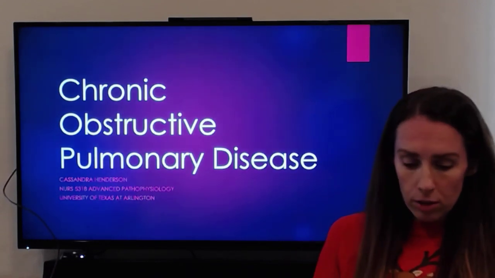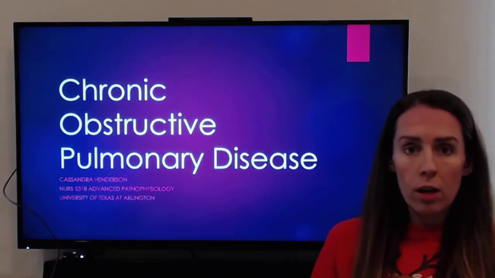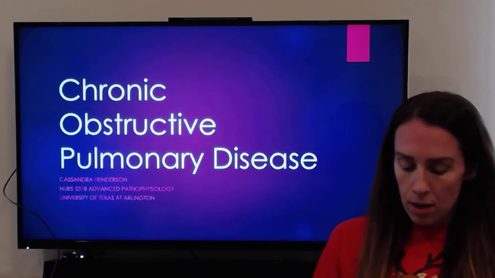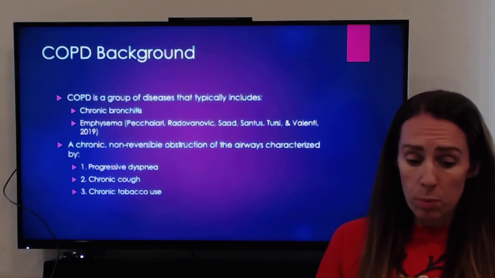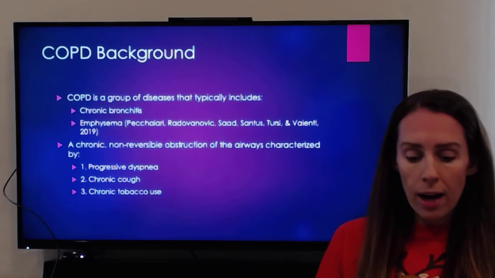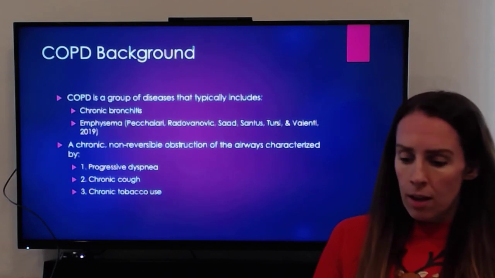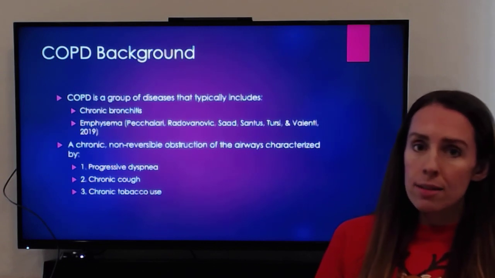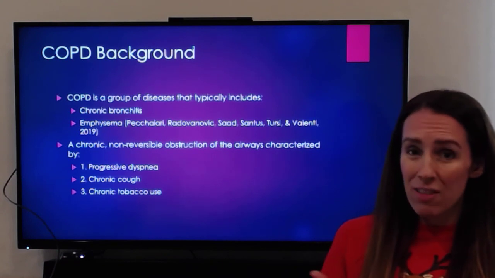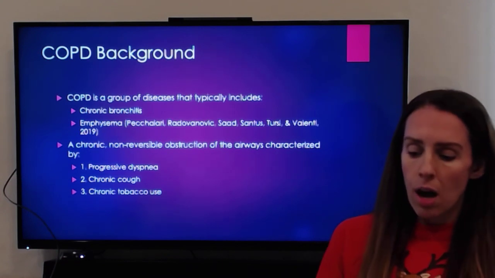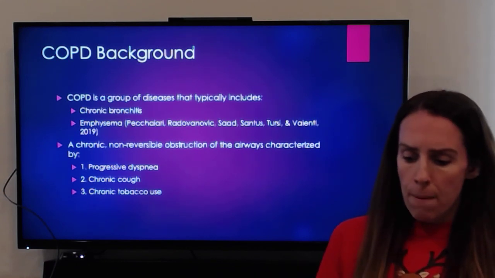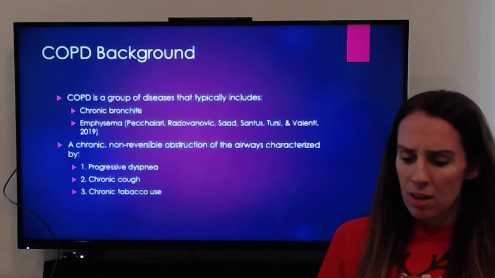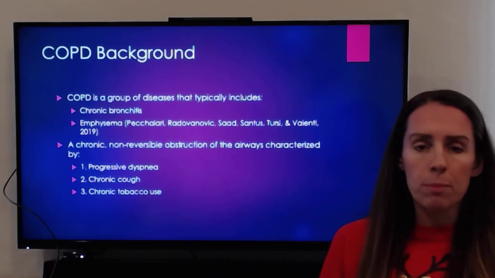I'm just going to be doing a little education about chronic obstructive pulmonary disease. So what is chronic obstructive pulmonary disease, or COPD? It's a group of diseases. It typically includes chronic bronchitis and emphysema. Some patients only have chronic bronchitis, some only have emphysema, some have a combination of both. But because they both more or less end up with the same symptoms, they're grouped together. It's because there's a chronic obstruction of the airway.